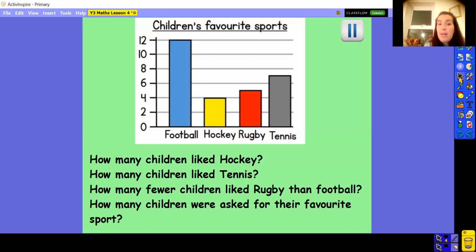I'd like you to pause the video and see if you can answer these 4 questions about this bar chart. Then we'll come back together and we'll see if you manage to get them right.